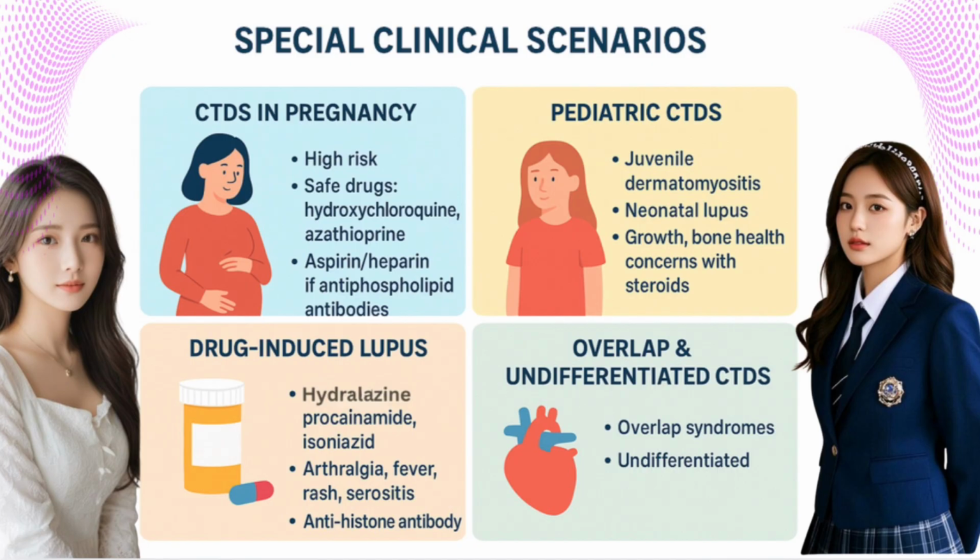Vignette example: a 28-year-old woman with lupus plans pregnancy. She is stable on hydroxychloroquine and low-dose steroids. Her rheumatologist advises continuing these drugs, adds aspirin, and arranges close monitoring. This careful planning prevents complications.